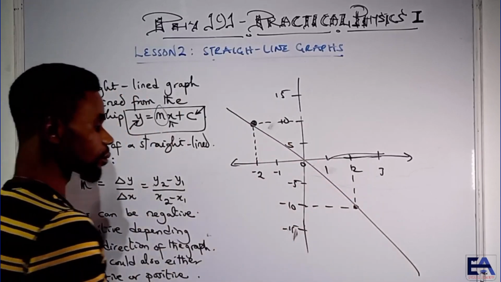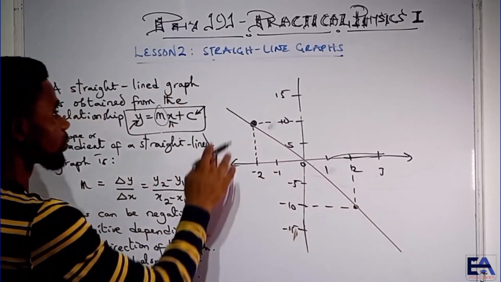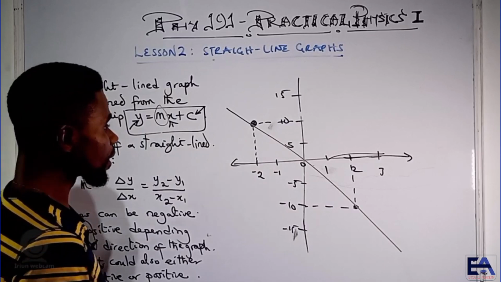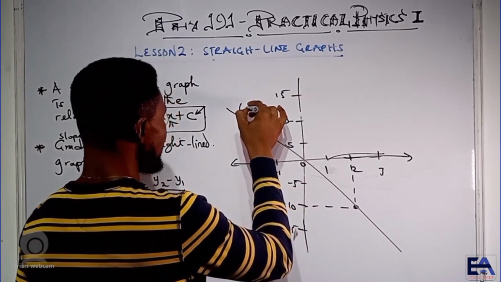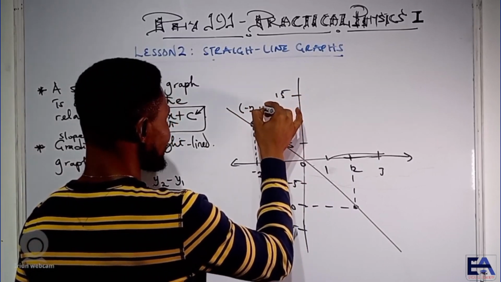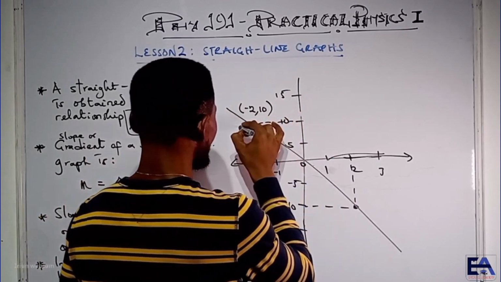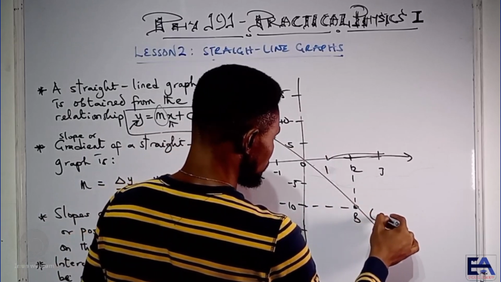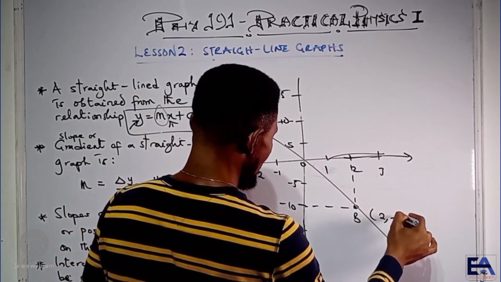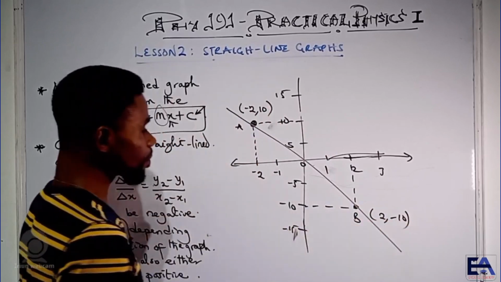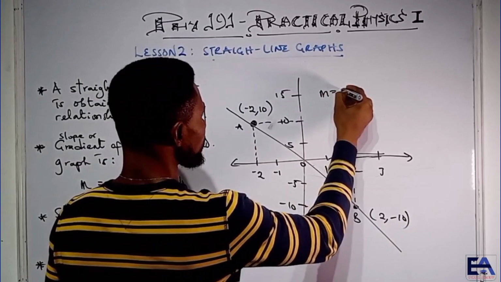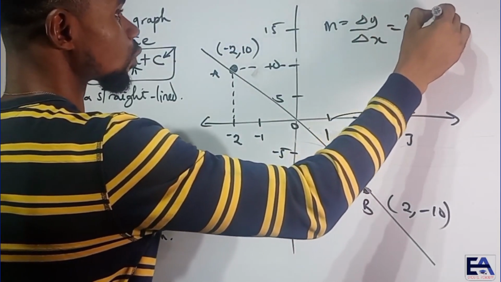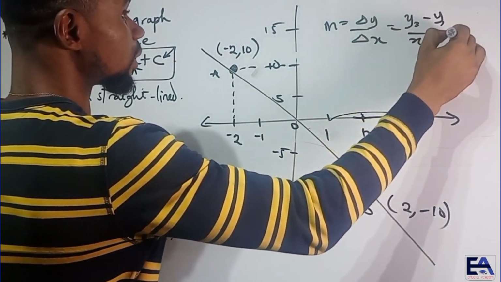So let's say we drew the line, and then it happens like this. Okay, good. You see, at this point, x is minus 2 and y is 10. Let's call this point A. At point B, x is 2 and y is minus 10. Now, the slope is going to be changing y over changing x, right? Which is y2 minus y1 over x2 minus x1, right?